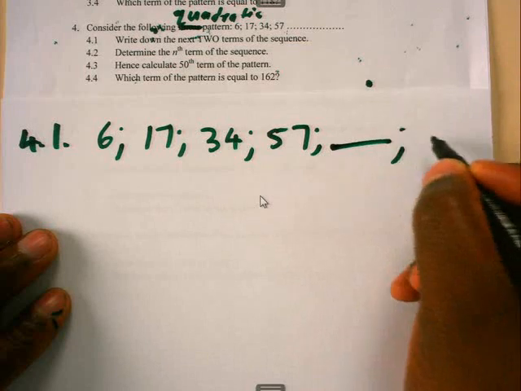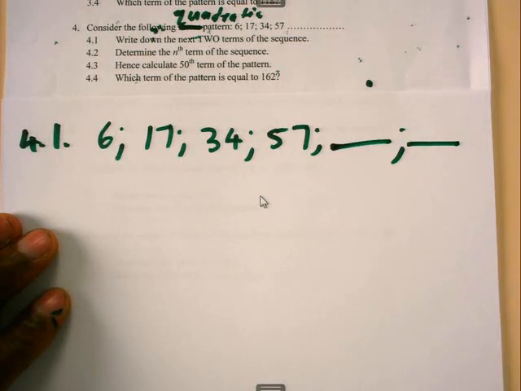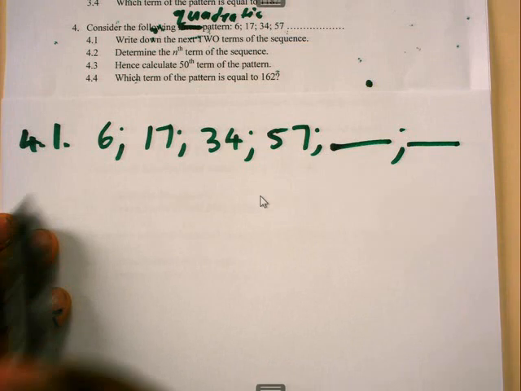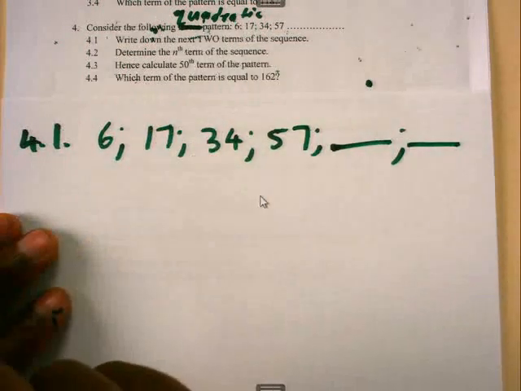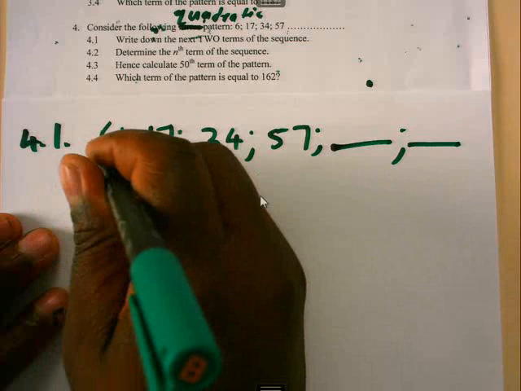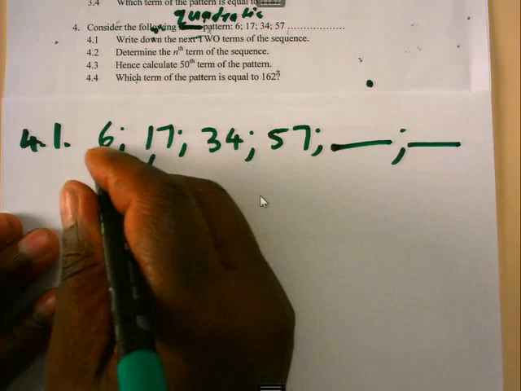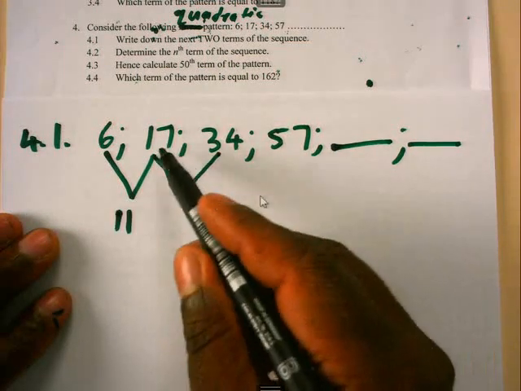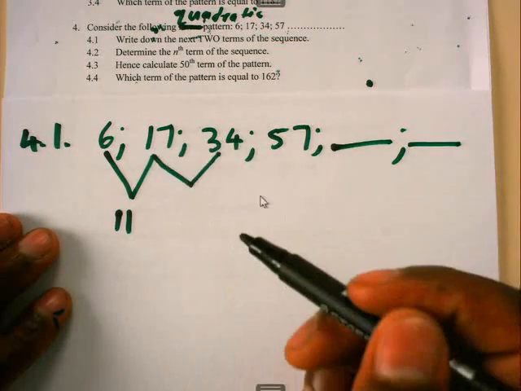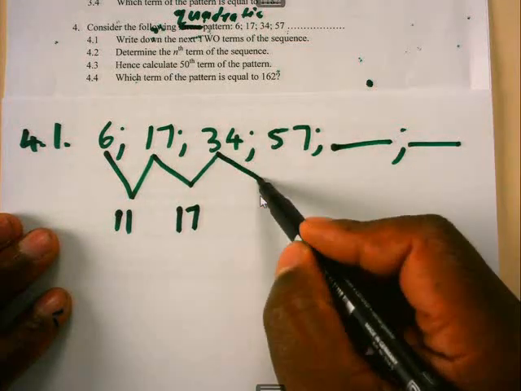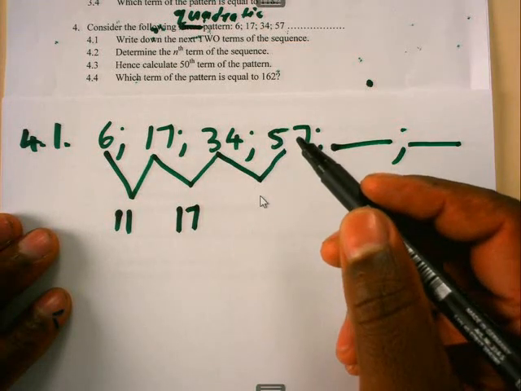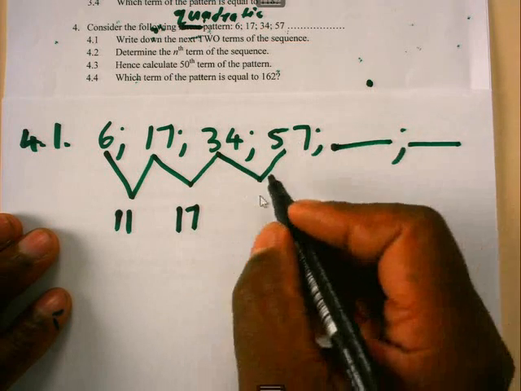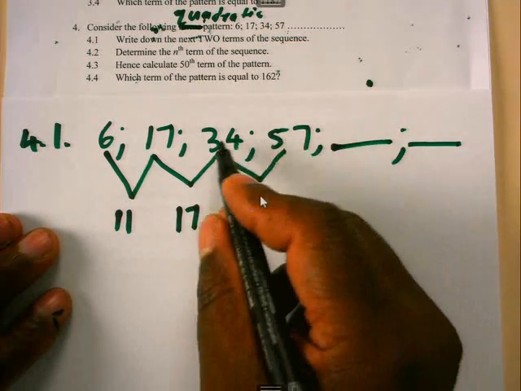Then the question states, write down the next 2 terms of the sequence. For us to determine the next 2 terms, first remember it is clearly stated it's a quadratic pattern. So let's determine the first difference. 17 minus 6 will give you 11. 34 minus 17 will give you 17. 57 minus 34 will give you 23.